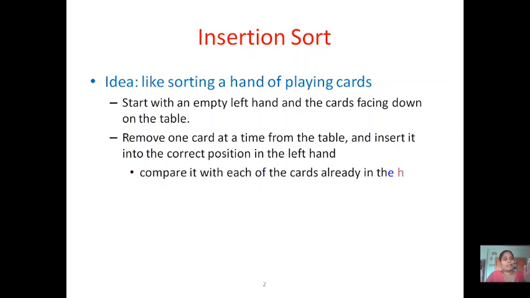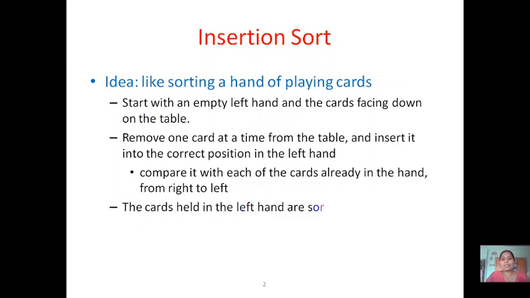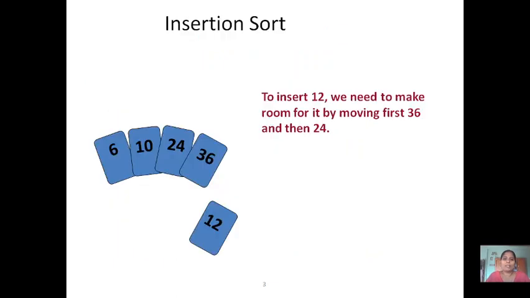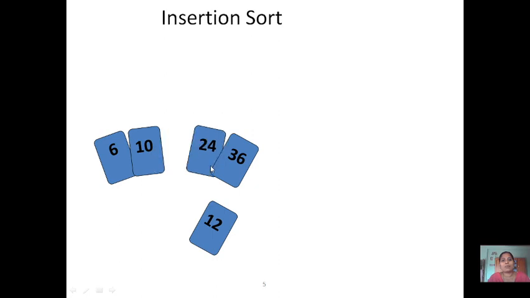When you are doing it, you will compare with the cards in your left hand and make a place for the new card, so that these cards will originally be the top cards of the pile on the table. If you see this, I want to insert a 12 which is on the table. So 6, 10, 24, 36 are the cards in my left hand. I want to move 12 to this. So I will move 36, I will move 24, and then I will place this 12, right? So this is how it will work.